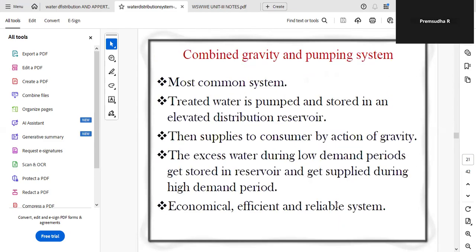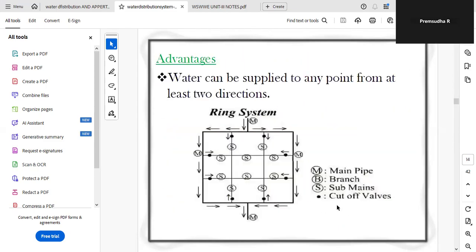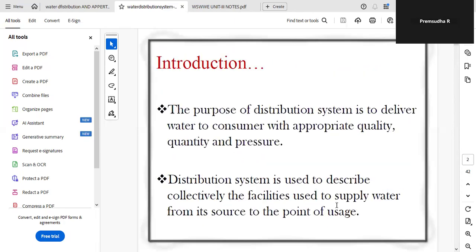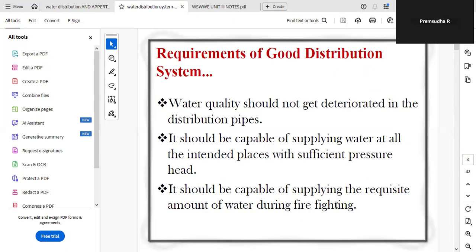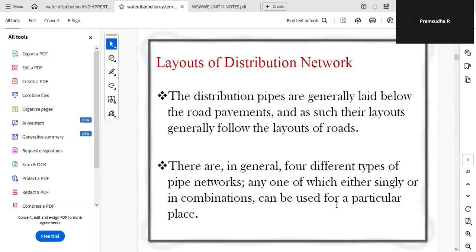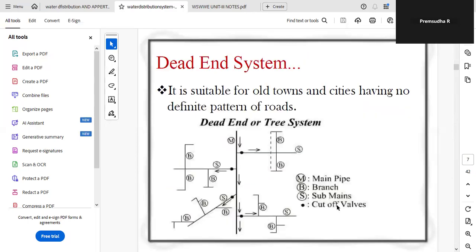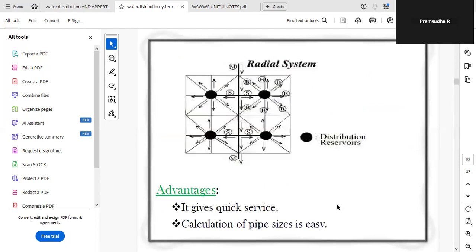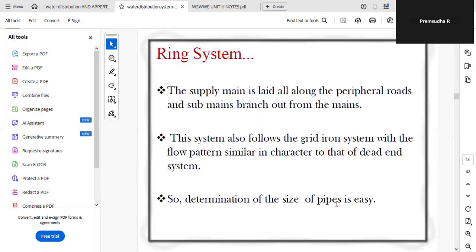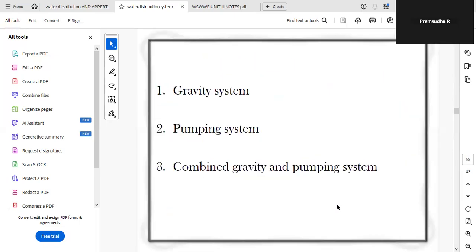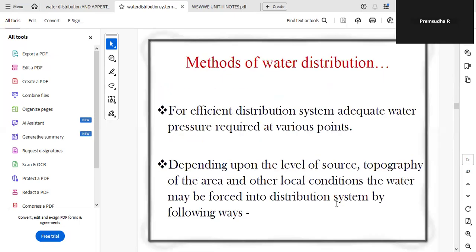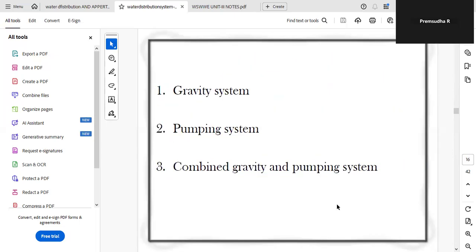So today we have seen the requirements for a good distribution system. What is meant by distribution system? Requirements. Then layouts of distribution system, there are four methods. Then supply of distribution, continuous and intermittent, and methods of water distribution, three methods. This is what we have seen.